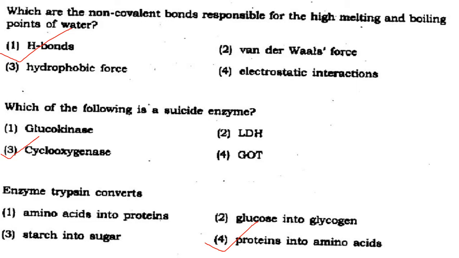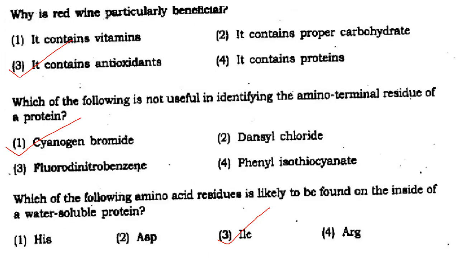Next one, enzyme trypsin converts option 1 amino acids into proteins, 2 glucose into glycogen, 3 starch into sugar, and 4 proteins into amino acids. Answer is option 4 proteins into amino acids.